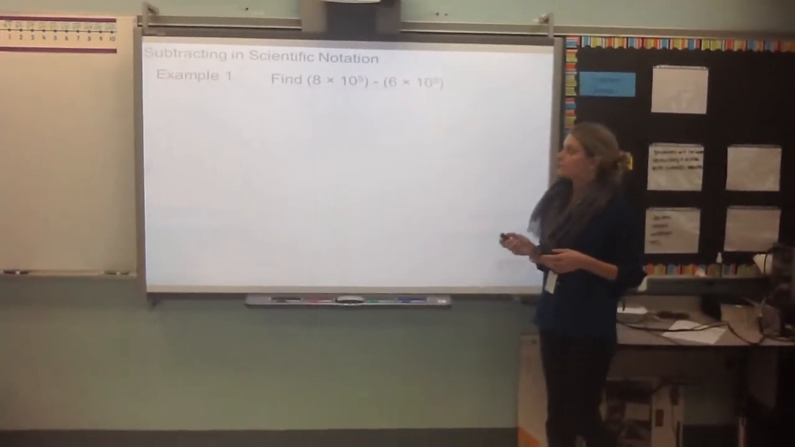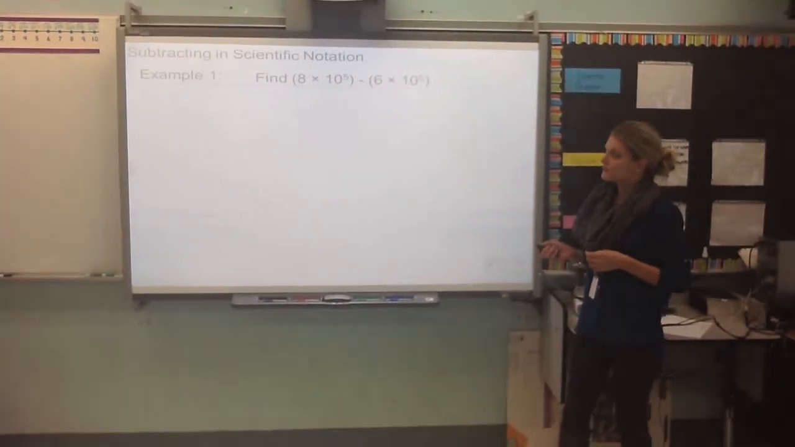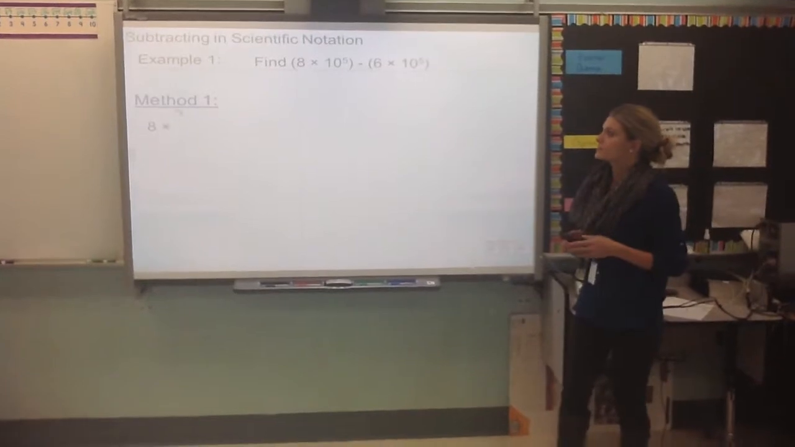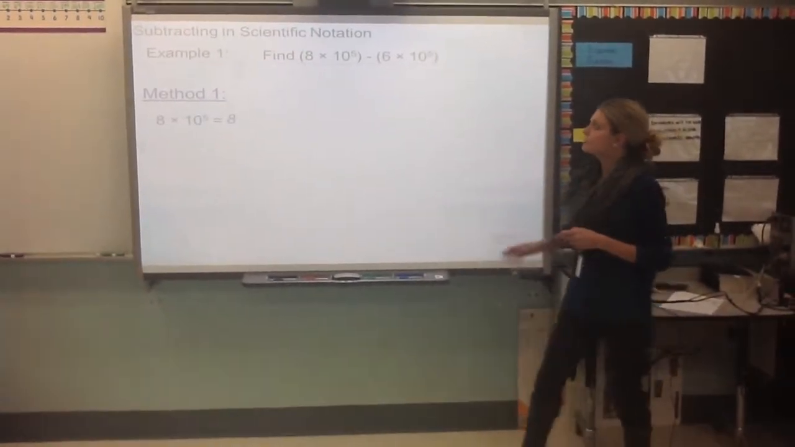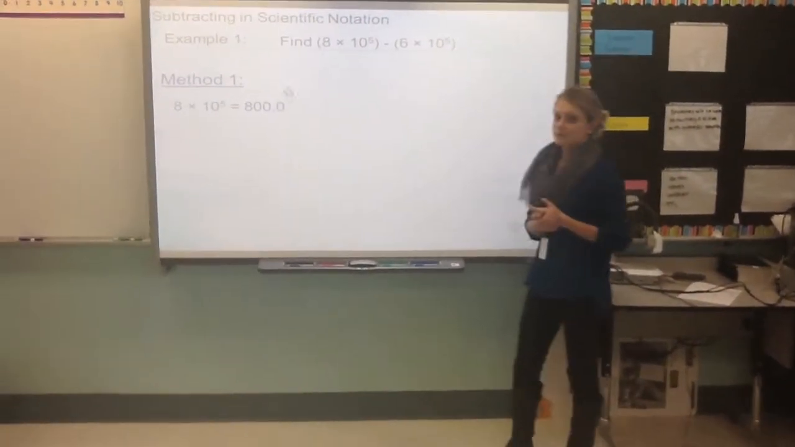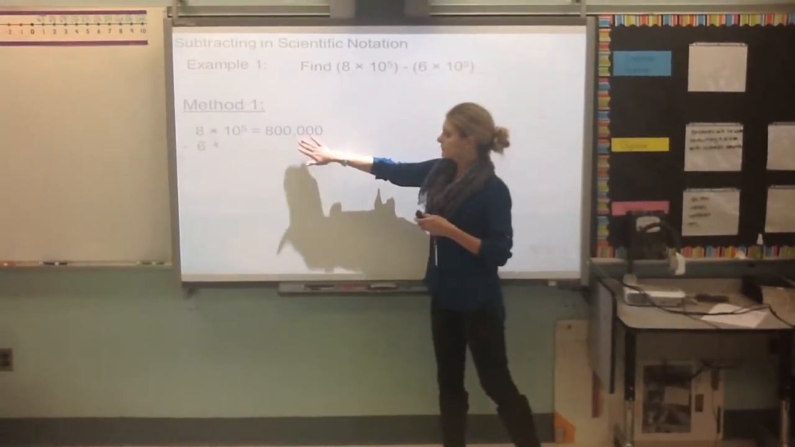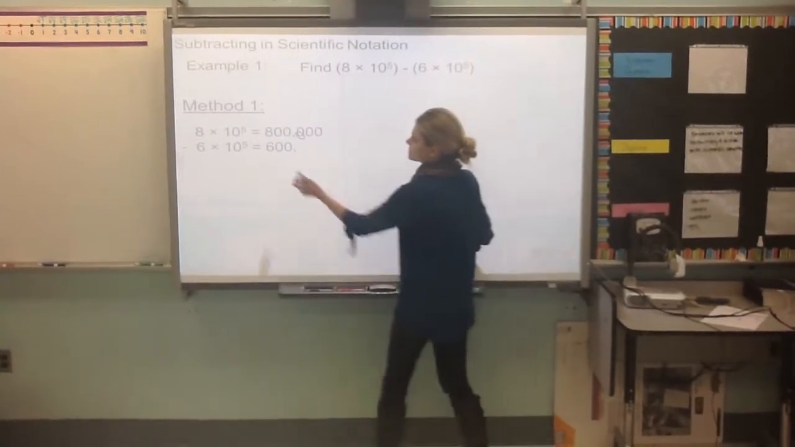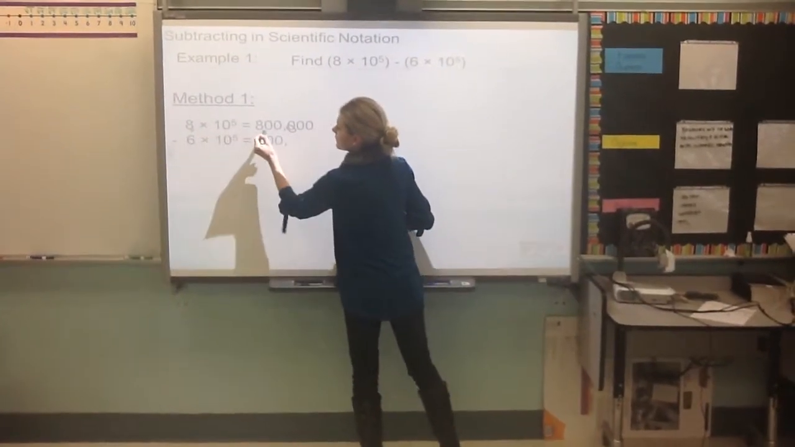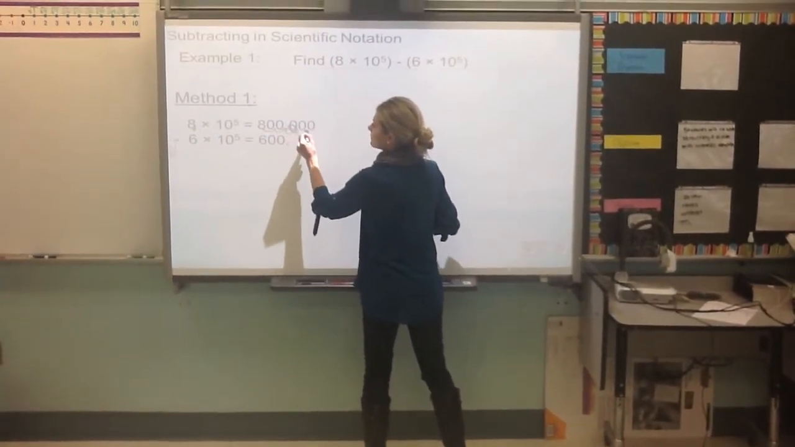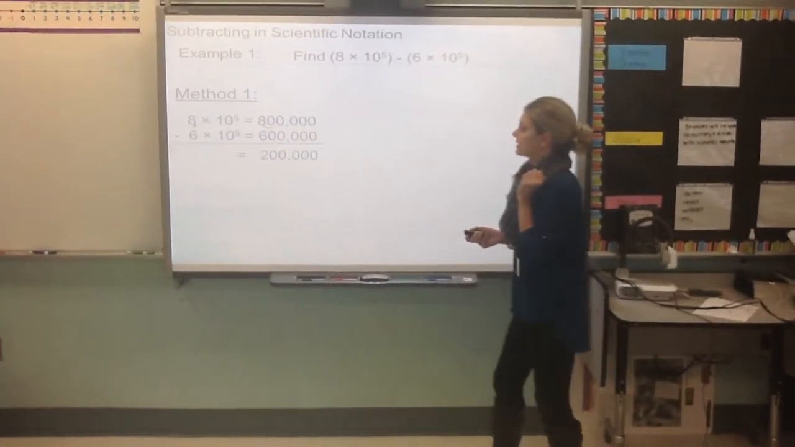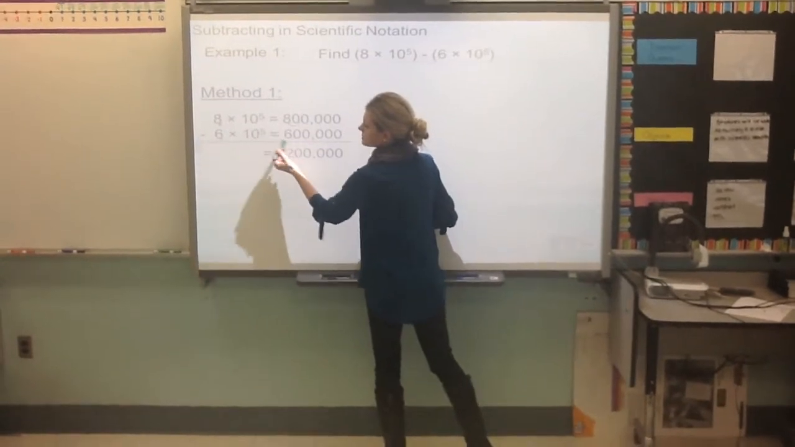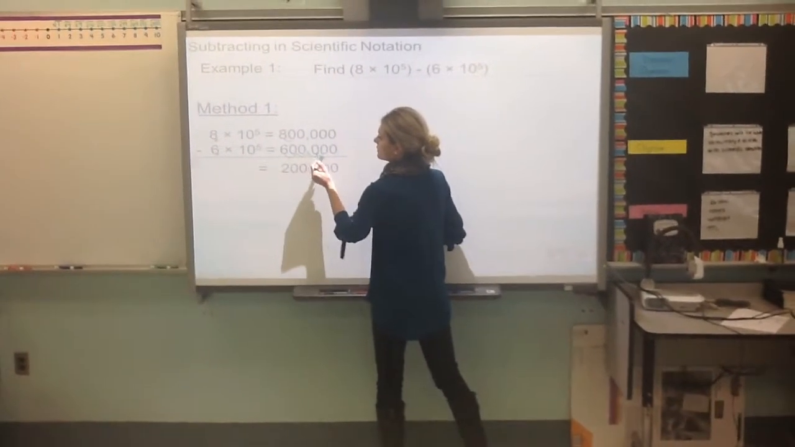Okay, so now we're building off of what we just did with adding scientific notation. We're going to use some of the similar methods. So to subtract with scientific notation, method 1 for this problem, we can, like we did with addition, just write out the number in expanded form. So 8 times 10 to the power of 5. We move over 5 places, 1, 2, 3, 4, 5. We get our 800,000. Same with 6 times 10 to the power of 5. My decimal would go here, so move over 5 spaces, 1, 2, 3, 4, 5.